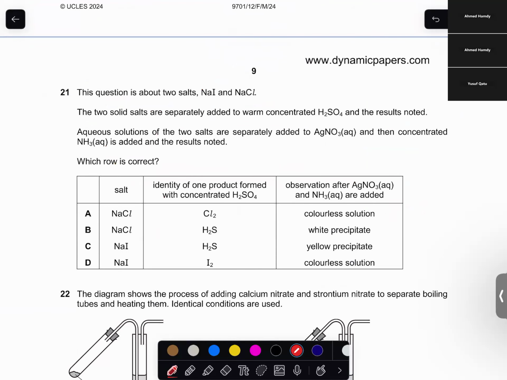The question is about 2 salts, NaI and NaCl. The 2 solid salts are separately added to warm concentrated H2SO4, and the results noted. Aqueous solutions of the 2 salts are separately added to silver nitrate and then concentrated ammonia. NaI when it reacts with sulfuric acid gives I2, it gives H2S, it gives sulfur. NaCl when it reacts only gives HCl, while NaI also gives HI.